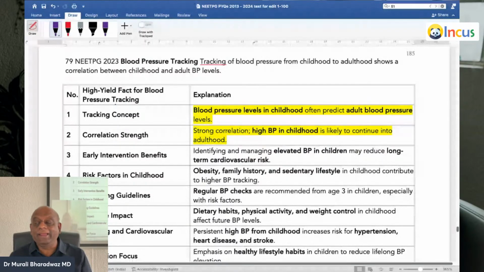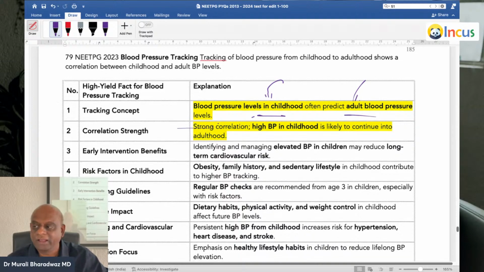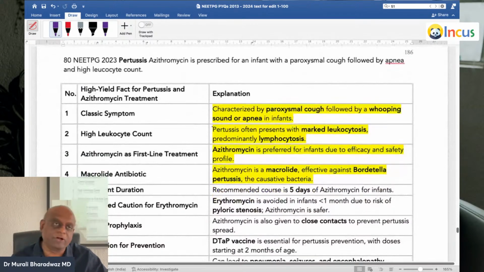Blood pressure tracking means what? If they maintain 140-150 at 20-25 years, when they become adults also they will show hypertension. That's called tracking. Blood pressure levels in childhood will predict the adult blood pressure levels. That is called the tracking phenomenon.